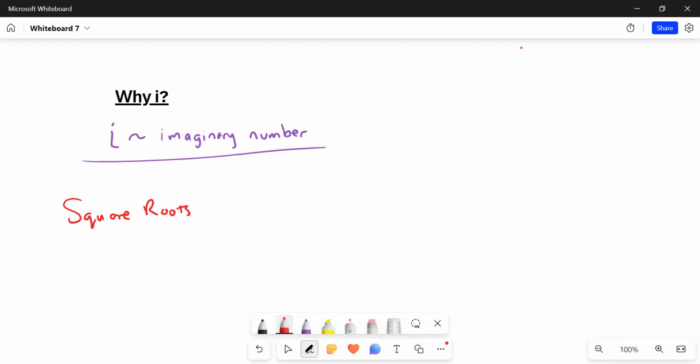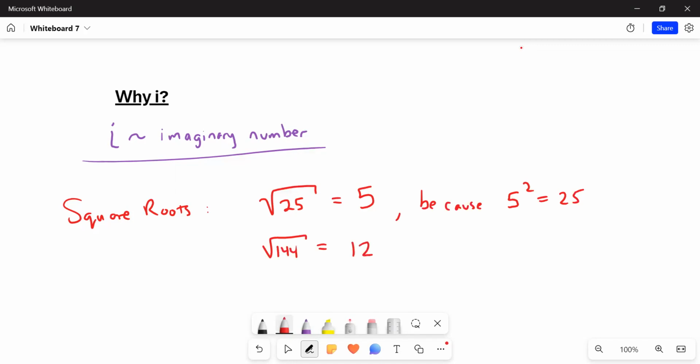So let's look at a couple examples and a brief definition. For example, the square root of 25, you probably know is 5 because 5 squared is 25. In other words, 5 times 5, or 5 times itself, is 25. And we can do a whole bunch of these, like the square root of 144 is commonly known as 12 because 12 squared equals 144.